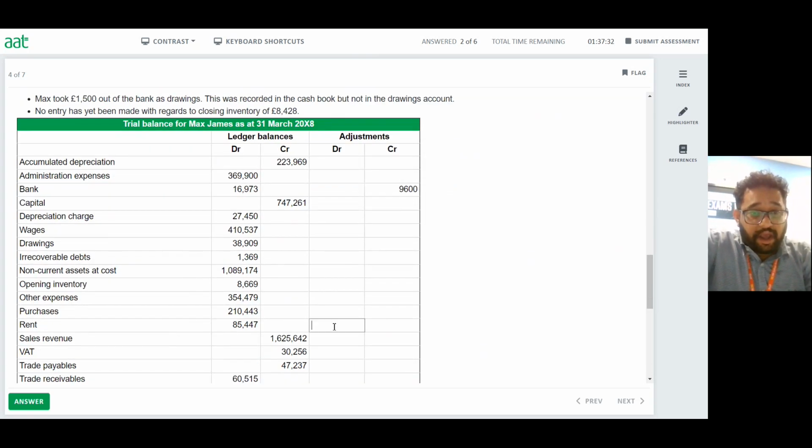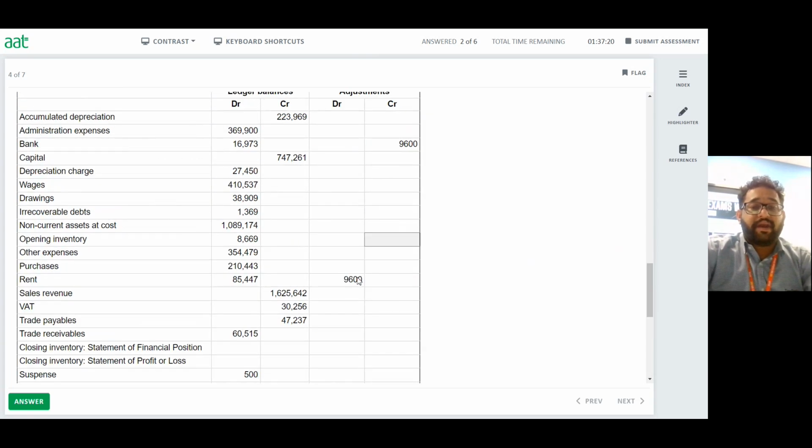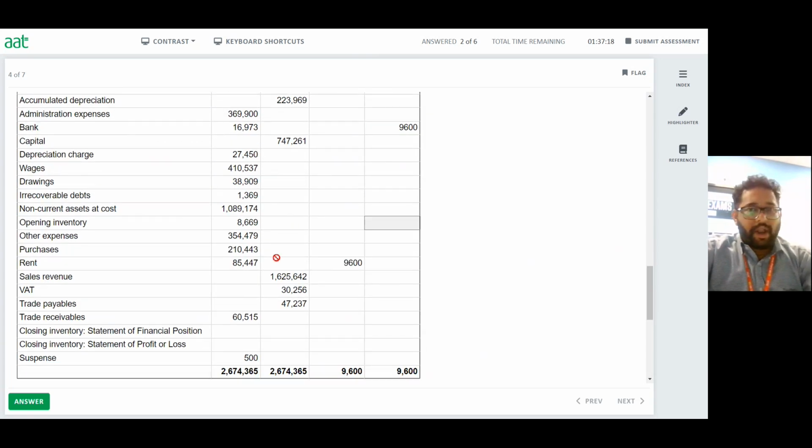And the rent account here will have £9,600 on the debit side. There is no mention that they need decimal places, so I'm going to strictly keep the whole numbers there.